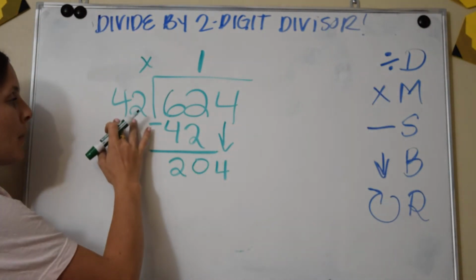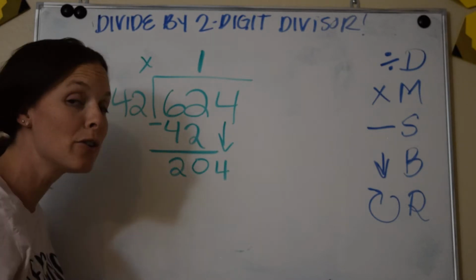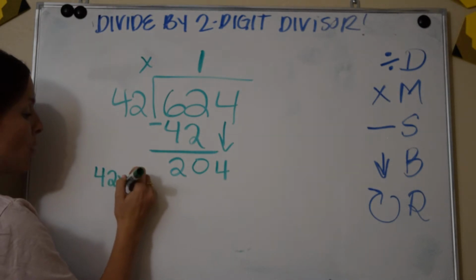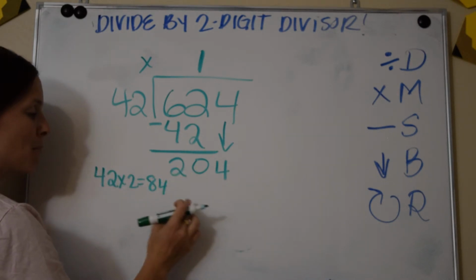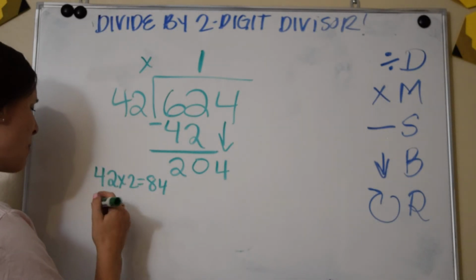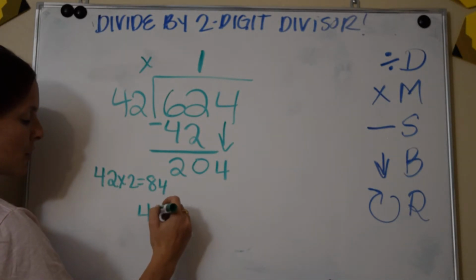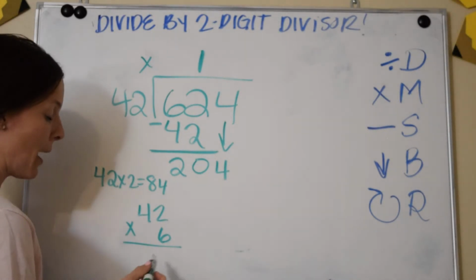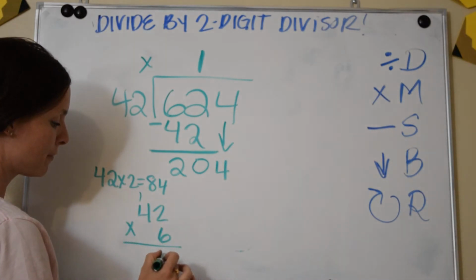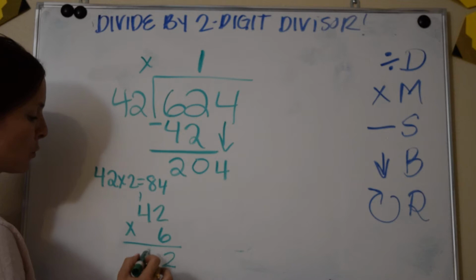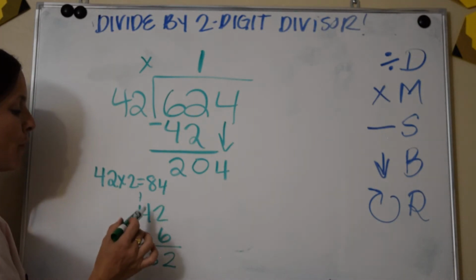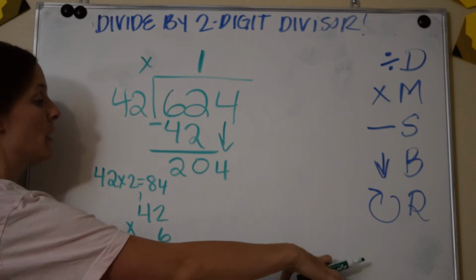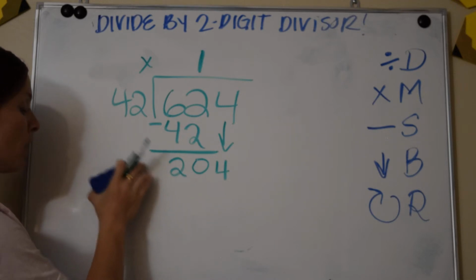So now I'm thinking, how many times can 42 go into 204? This is going to require some multiplication. So I know that 42 times 2 is 84, but I'm trying to get up to 204. So let's bump it up a bit. What if we did, and I'm going to start stacking it, what if we did 42 times 6? I'm just going to throw out a number and see what happens. 6 times 2 is 12. 6 times 4 is 24 plus 1 is 25. Ooh, look at that. So 42 times 6 is 252. That is too high. I'm only able to get up to a 204. So 6 is too high.